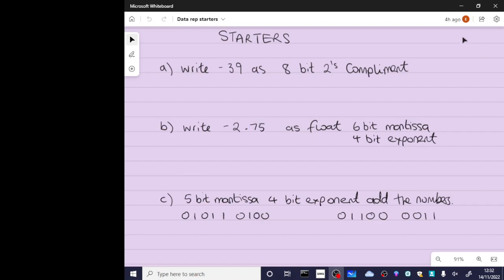Right, so the first one, my first thing, I look at this, got minus 39. I don't know how to write minus 39, but I do know how to write 39. So I'm going to write down 39. Now, it's an 8-bit number. I'm not going to put the column headings on, but I'm going to make it positive 39. So I'll put a sign bit of 0.